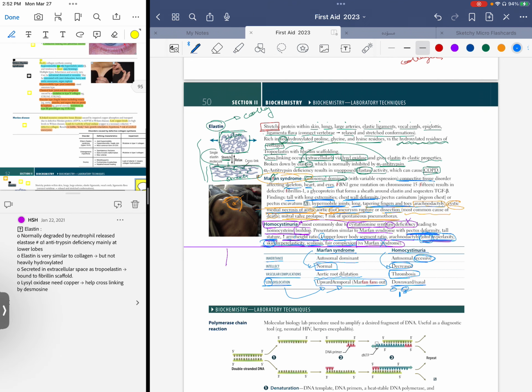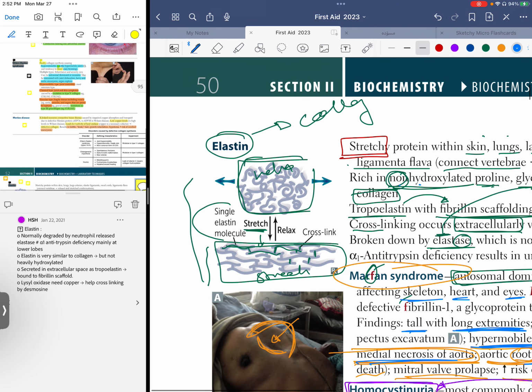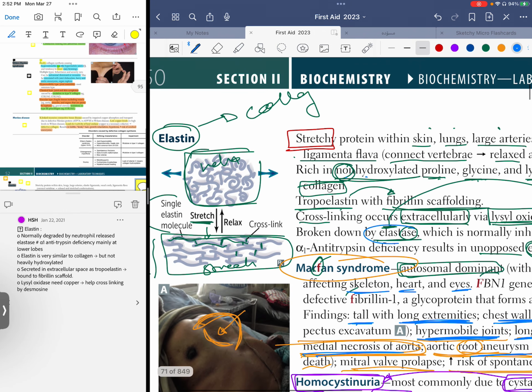Elastin is normally degraded by neutrophil released elastase. So how do we break down elastin? Of course, as we said, by the elastase enzyme, but where does it come from? It comes from the neutrophils. So neutrophils release elastase, okay? Alpha 1 antitrypsin deficiency mainly affects the lower lobes.